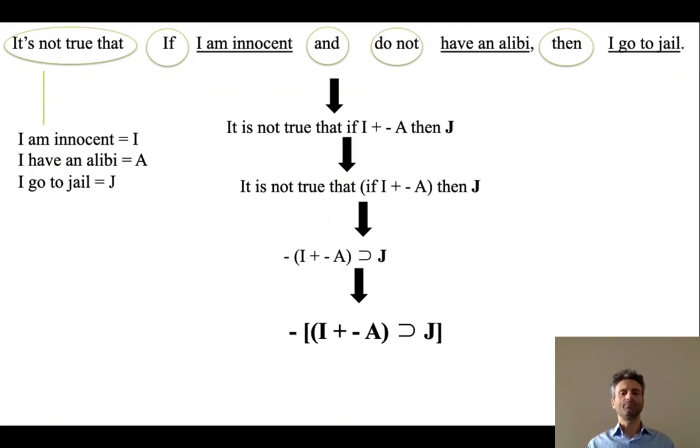Now, the final step: since I am negating everything, I'm negating the antecedent, but I'm also negating the consequent. The only way to do that is to bracket the conditional statement, and now I negate everything.